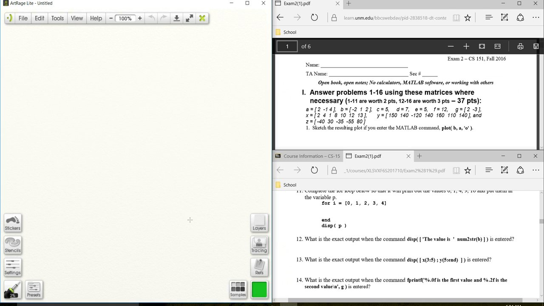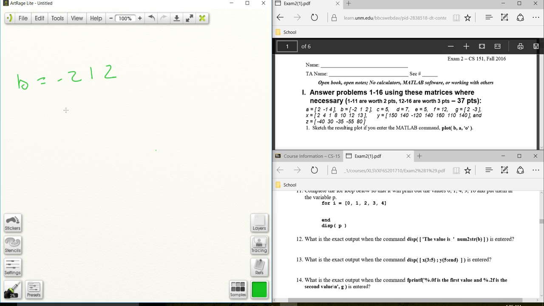Okie dokie. So on problem 12, what is the exact output when the command displayed the value is num to string b? Well, we come over here and we can see that b is equal to -2, 1, and 2. And then we come back over here to question 12 and we make sure this is the correct format. And it is. Num to string, this is a number that we're converting to a string. You have to use square brackets. There's single quotes around the characters.